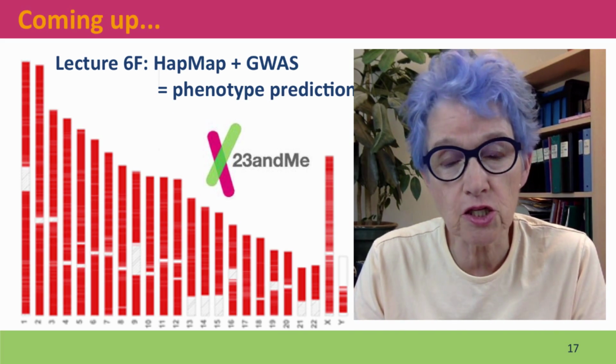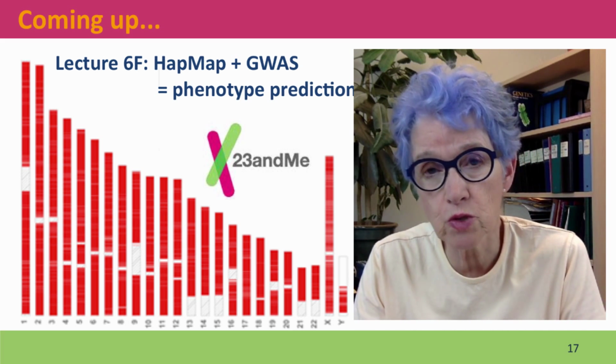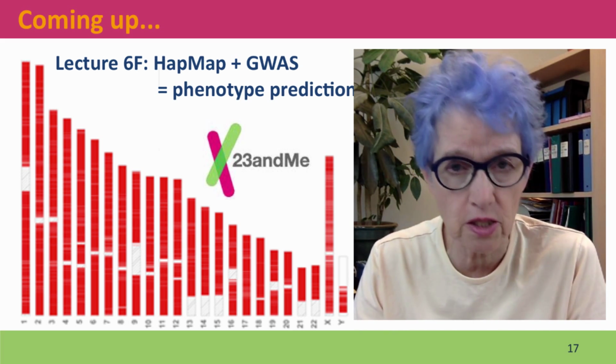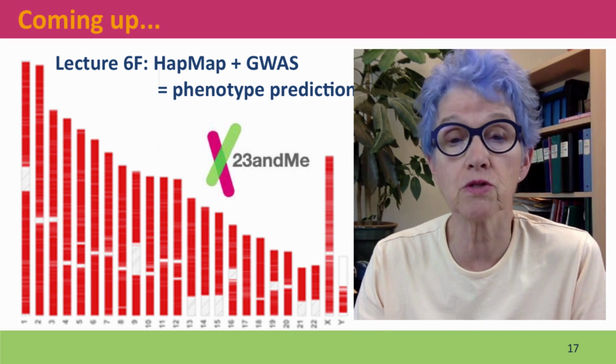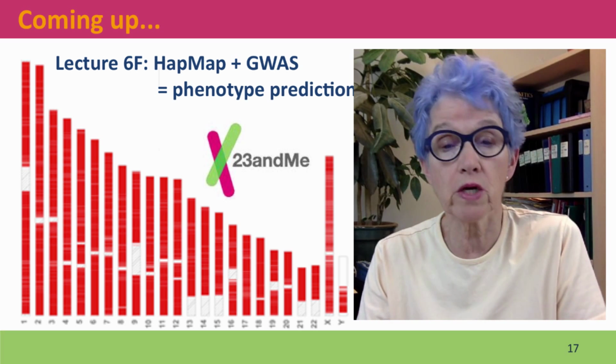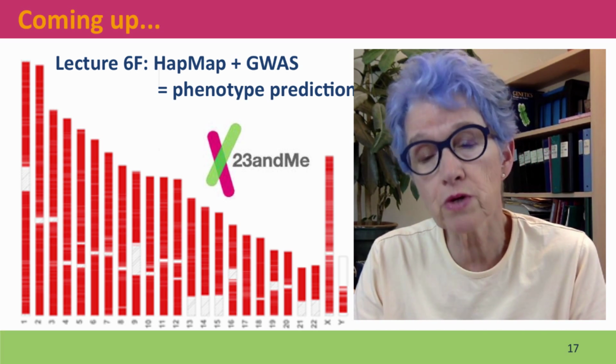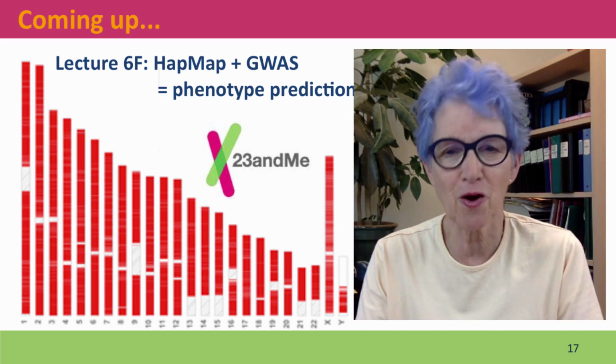Now, coming up next, we're going to talk about using HapMap in combination with genome-wide association studies to predict the phenotypes of individuals. This is the kind of technique that 23andMe and other genotyping companies use to predict our phenotypes. I hope to see you there.